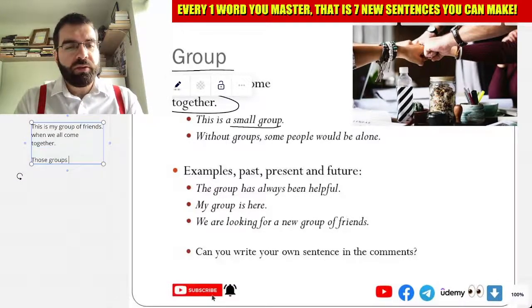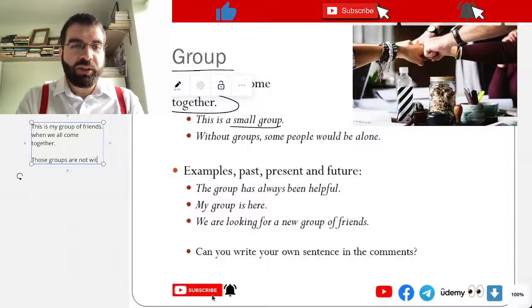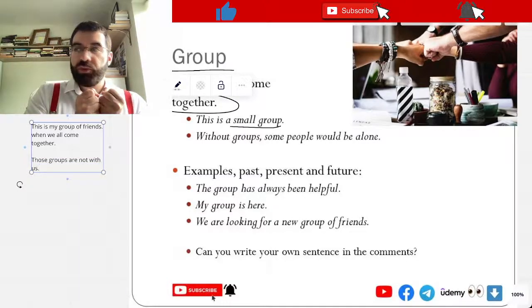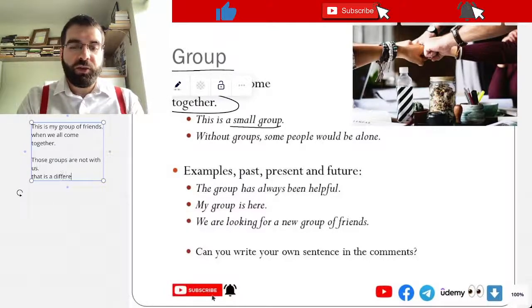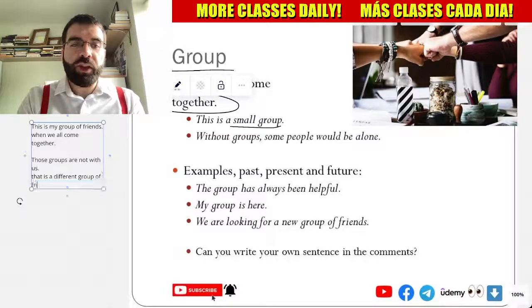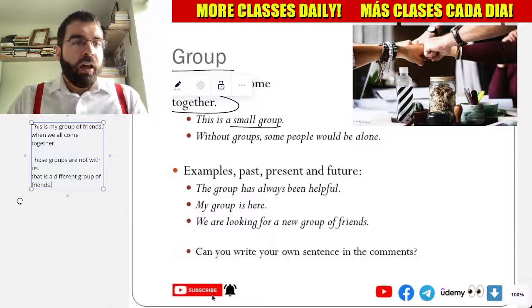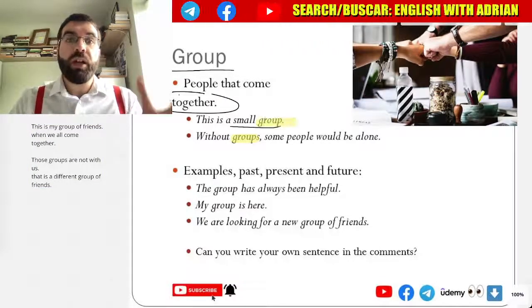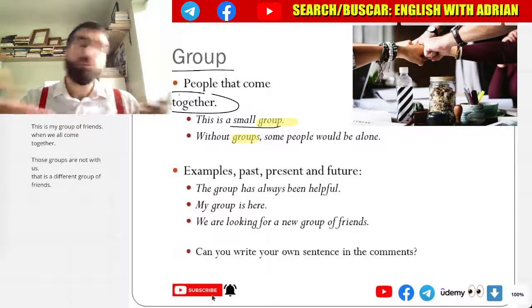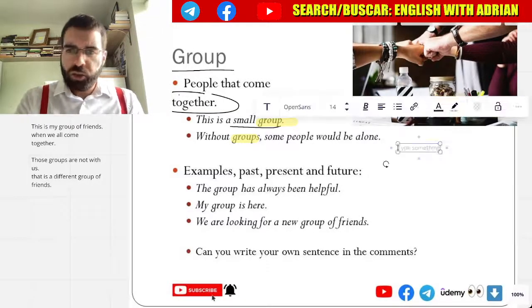Those groups are not with us. This is one group. That's a different group. A different group of friends. One group, another group. Nice. Without groups, some people would be alone.